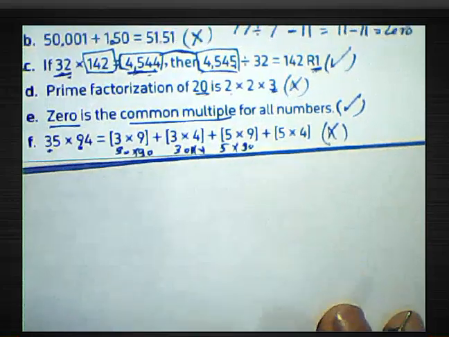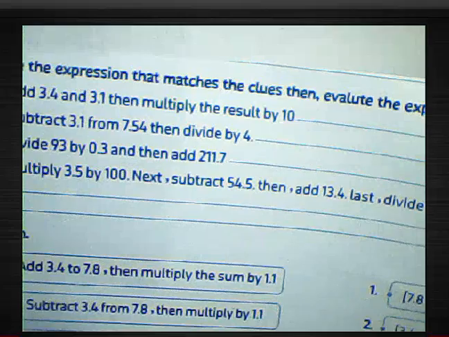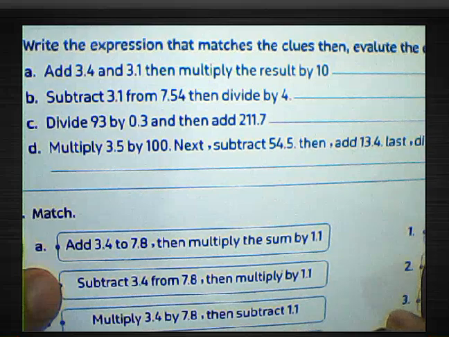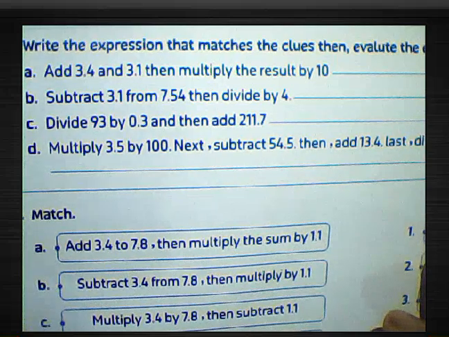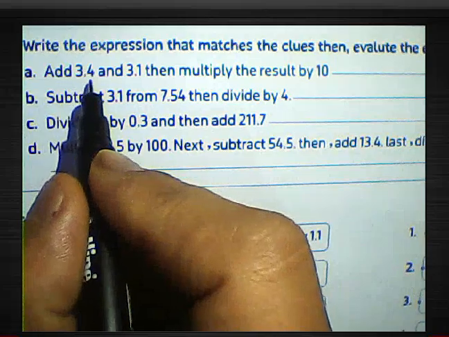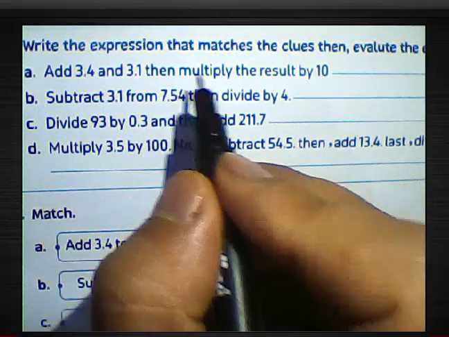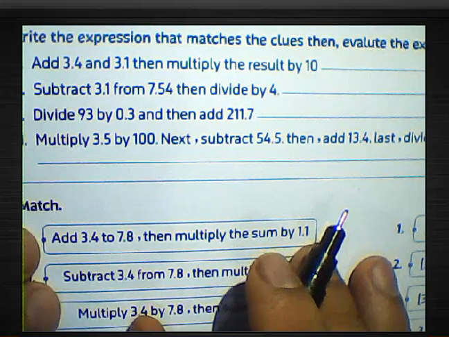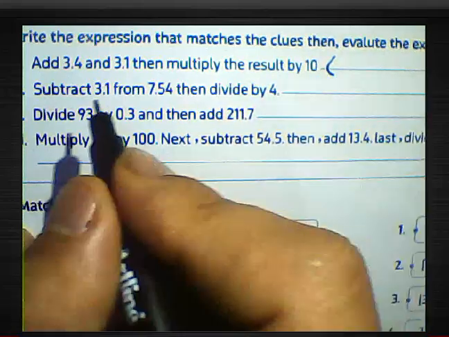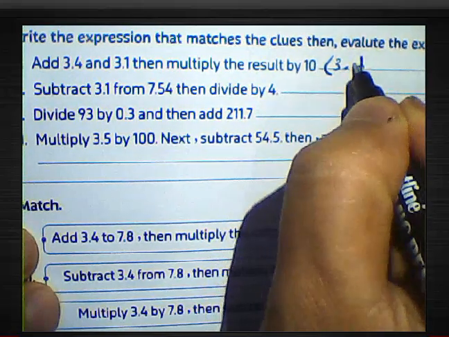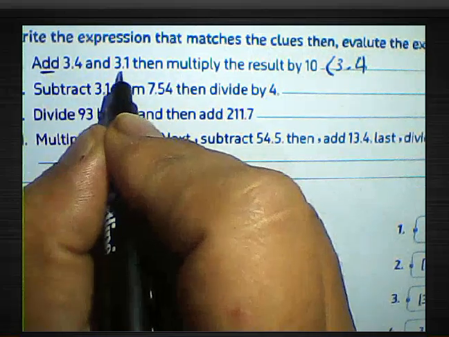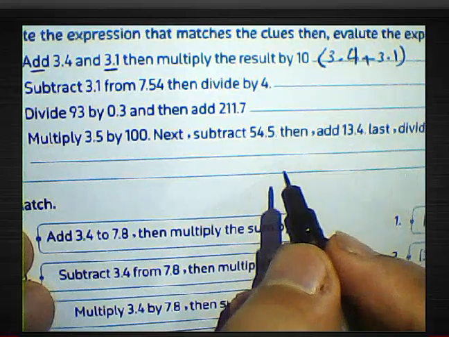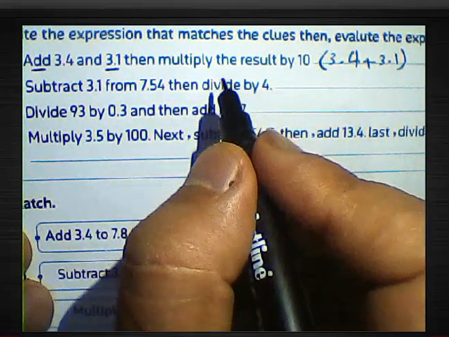Okay, look with me at the next question. Write the expression that matches the cues, then evaluate the expression. 8, 3.4 and 3.1, then multiply the result by 10. We can write this expression in brackets, parentheses: 3.4, 8, this number, and 3.1. Okay, then multiply the result by 10.